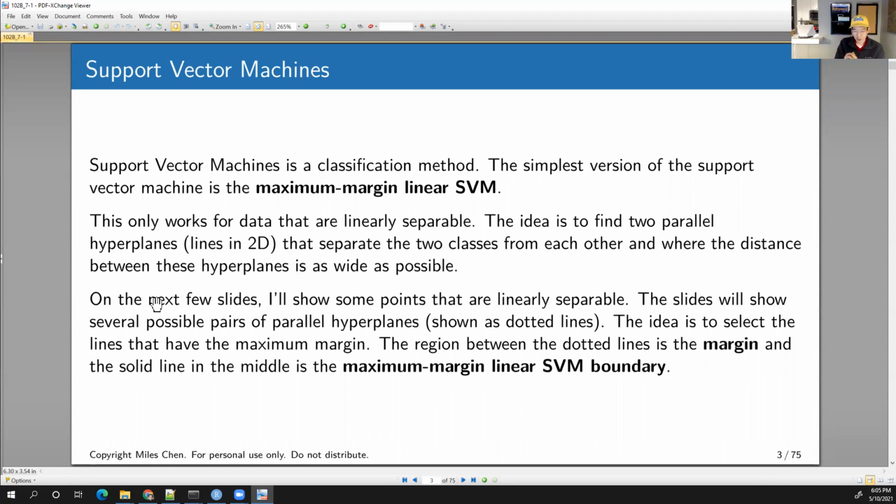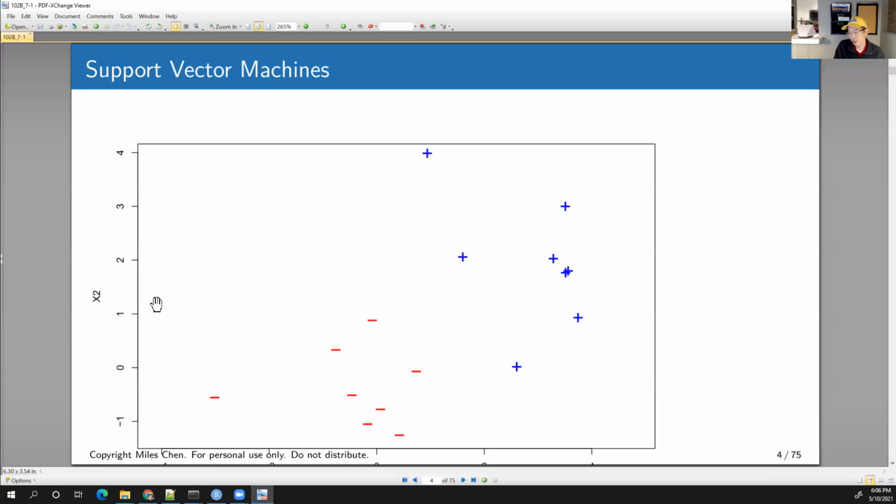And so I'm going to show a bunch of slides, and basically we'll have a few examples of different hyperplanes that all work as a boundary that separates the data, but we're going to pick the pair of lines that have the widest distance between them, and that's going to be the maximum margin boundary, or the maximum margin linear SVM boundary here, okay?